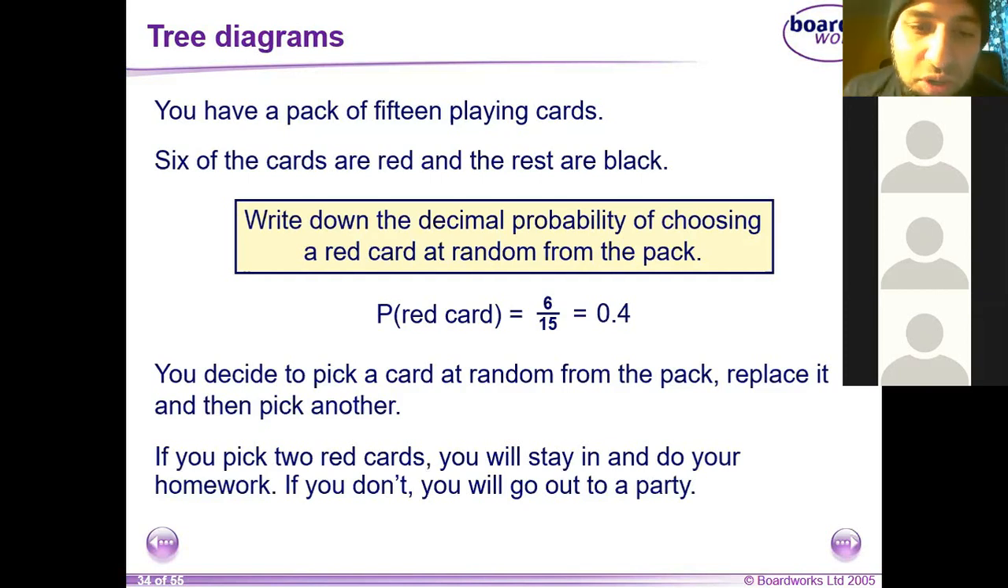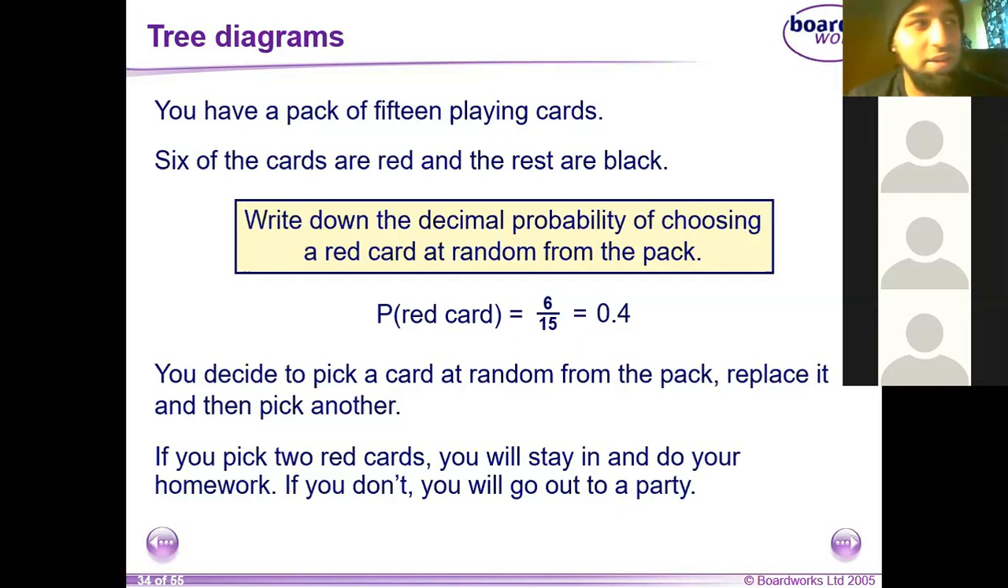Okay, if you pick 2 cards, you will stay in and do your homework. If you don't, you will go out to a party. So this is the thing, your mum or dad might give you a choice. They might say, okay, you want to go out and party here, let's play a game of probability. I'm going to give you a pack of cards. Pick a card. Whatever it is, write it down. Put it back in. Pick another card. Whatever it is, write it down. If both cards you picked are red, you have to do your homework. If you don't, you can go out.